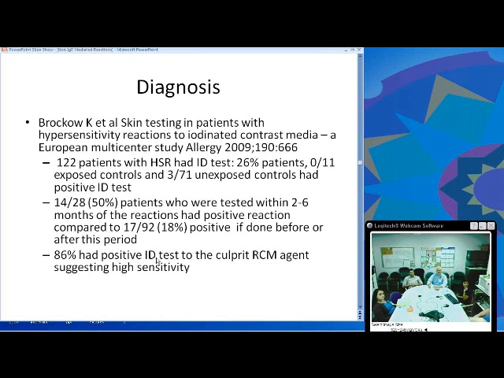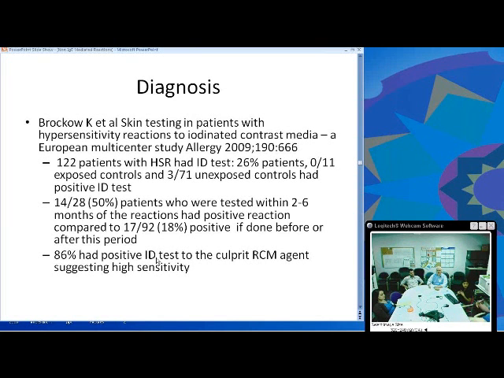This study looked at 13 different radiocontrast media when they tested. They looked at high osmolarity, low osmolarity, isoosmolar, all of those. But pretty much all the studies showed that non-ionic had a lower rate compared to high osmolarity. And isoosmolar was lower than the non-ionic, low osmolar.